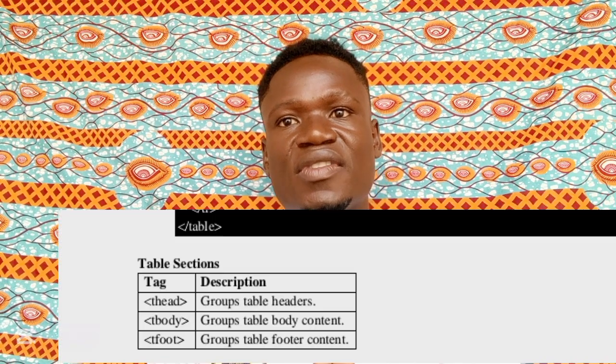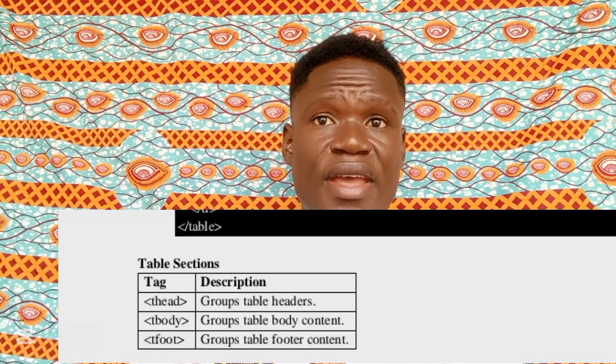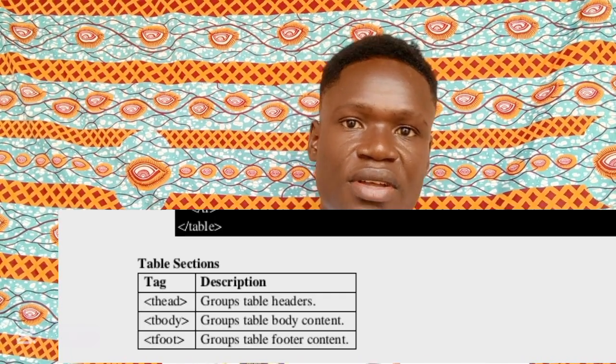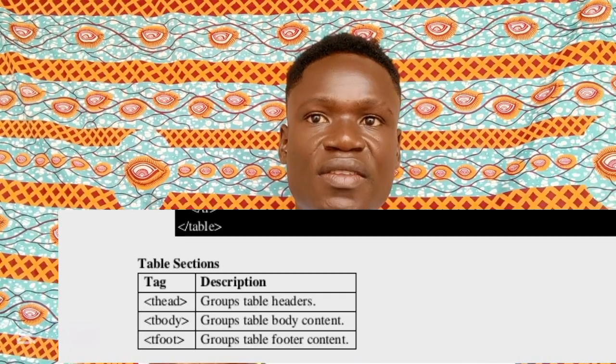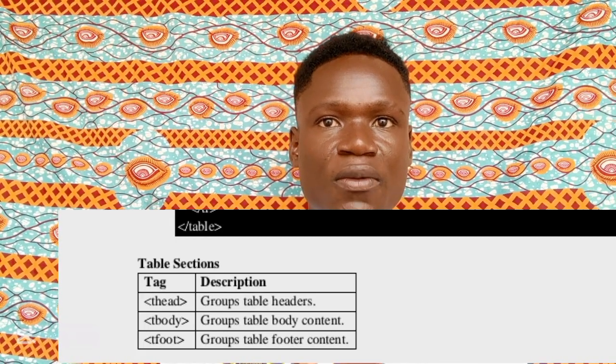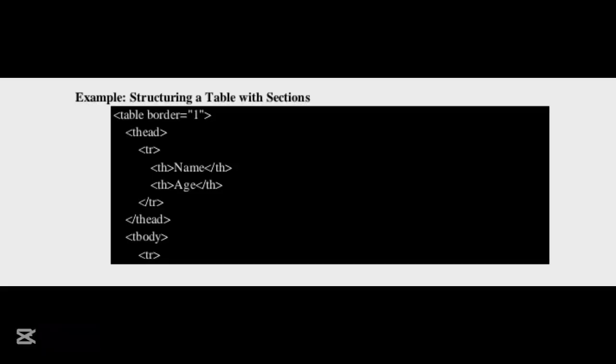Let's look at the table sections. The thead groups the table head content, the tbody, or table body, groups the table body content. The tfoot, or table foot, groups the table footer content. So let's look at an example of structuring a table with sections. On the example here, we already have our table, like previously. So you have to group this table with sections. The first section we'll be structuring or grouping will be the table head.